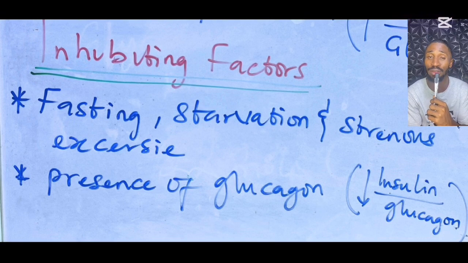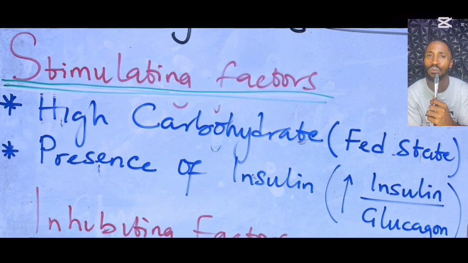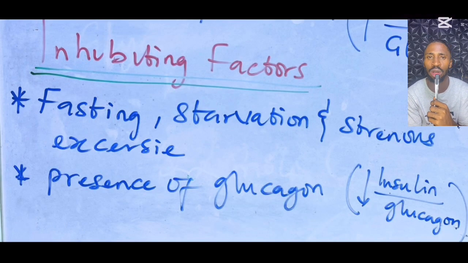So hope you have understood the factors that stimulate, which is a high fat, well-fed state, which is an increase in carbohydrate and lipid food, and an increase in insulin to glucagon ratio. Both of them stimulate. While a decrease in insulin to glucagon ratio, fasting, starvation, and high strenuous exercise with an increase in cortisol level inhibit lipogenesis.